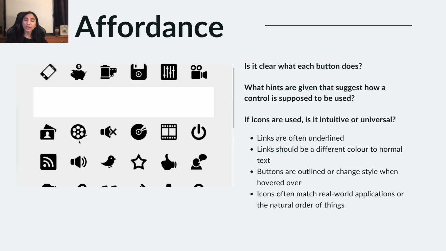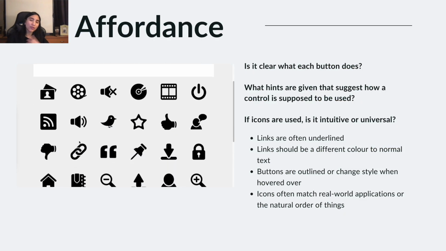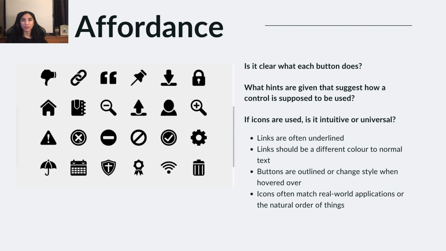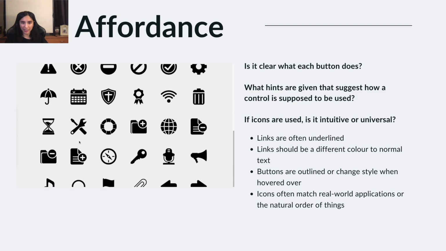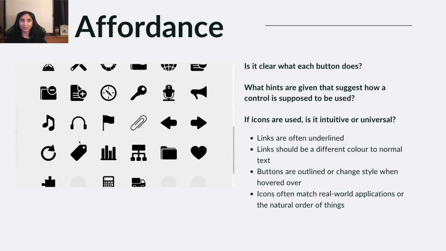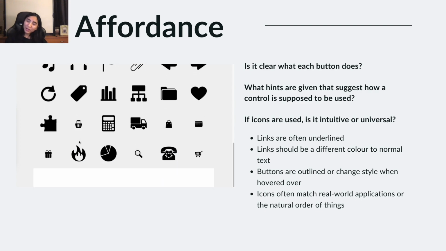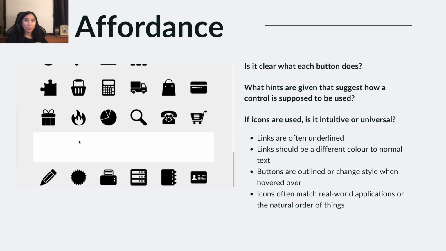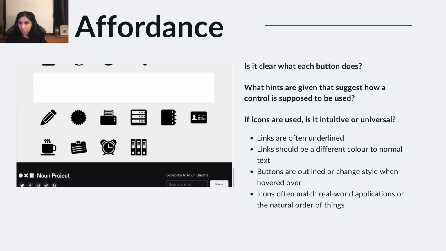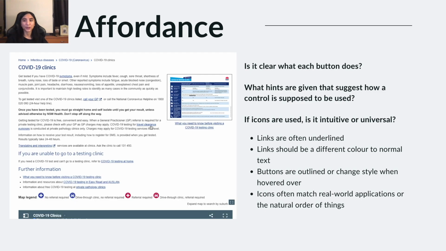Next, we have affordance. So affordance basically revolves around how many hints or clues are given to my user that suggest how my user interface is meant to be used. Ways to assess this are to ask yourself, is it clear what each button does? What hints are given that suggest how a control is supposed to be used? If icons are used, are they intuitive or universal?